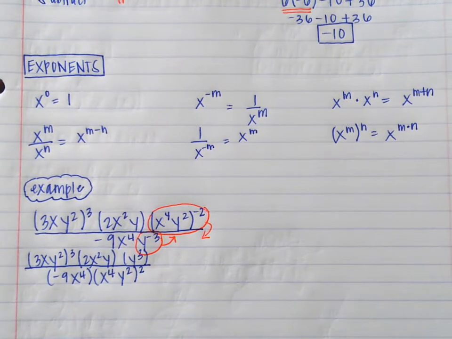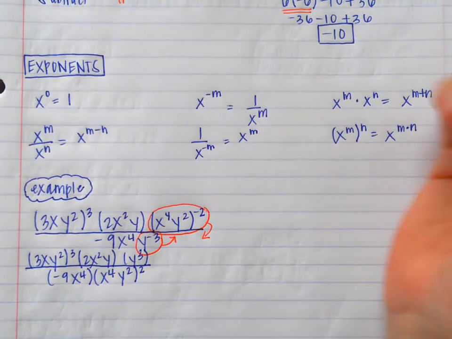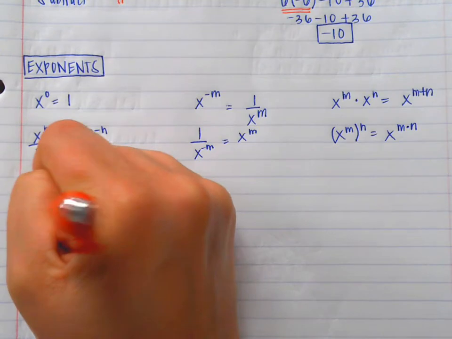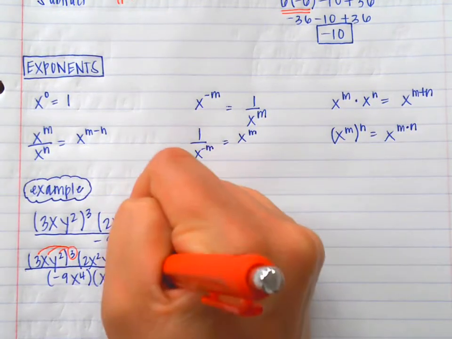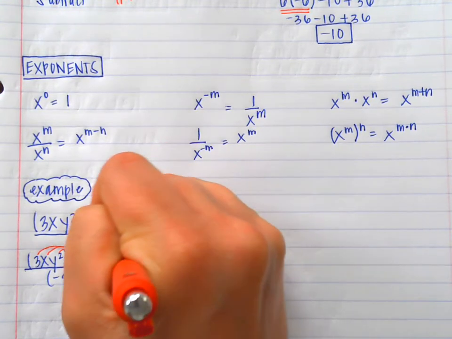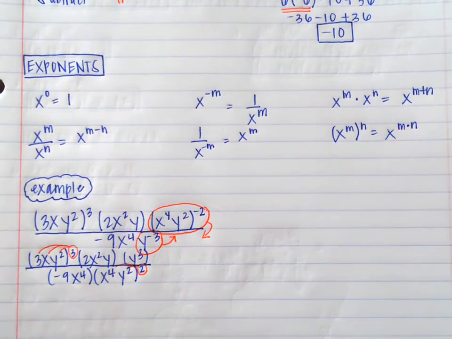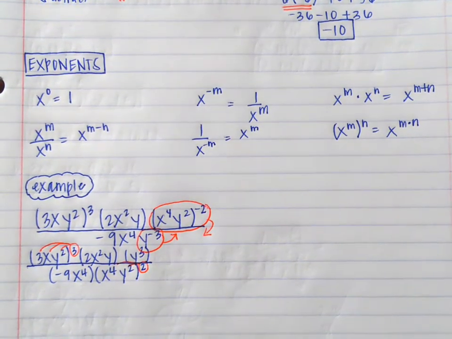Okay, so I made any of my negative exponents positive. Now what I want to do is distribute. I want to distribute always next. That means I want to get rid of the exponents on the outside of the parentheses. So I'm going to deal with this guy here. I'm going to distribute the 3 here, here, and here. And then I'm going to distribute this 2 to the x to the fourth and y squared. So that's going to be my next step that I'm going to write out.